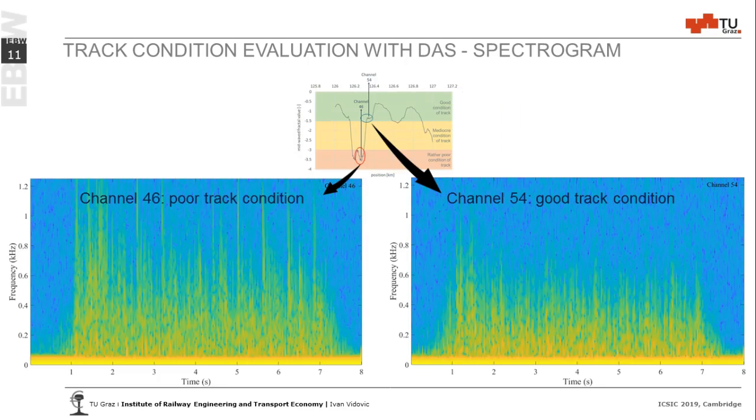So look at this. Channel 54 with a good track condition. Up to frequencies of 50 Hertz, there is noise. There's always noise in the signal. You can see also in this section the impact of the locomotive and the bogies. But compared to channel 46, you can see the impact of the first axle of each coach, because it creates a specific sound when it passes this section.